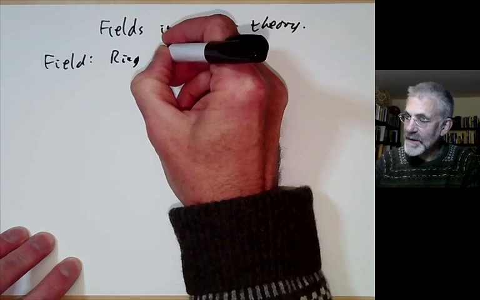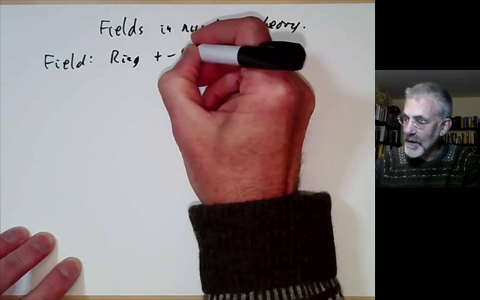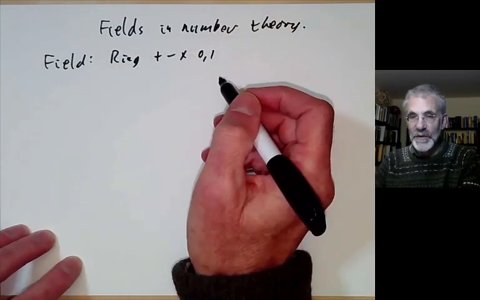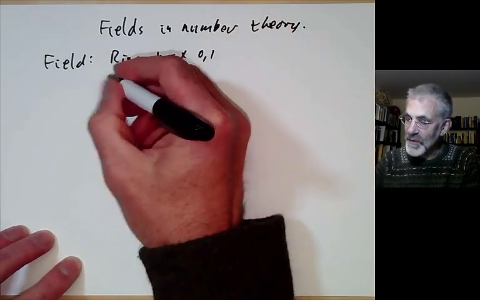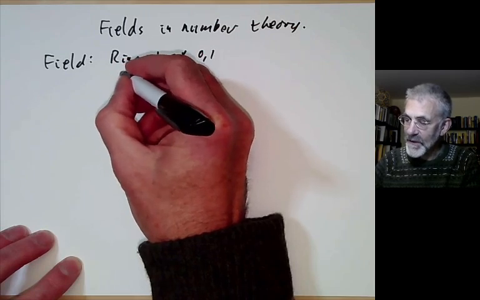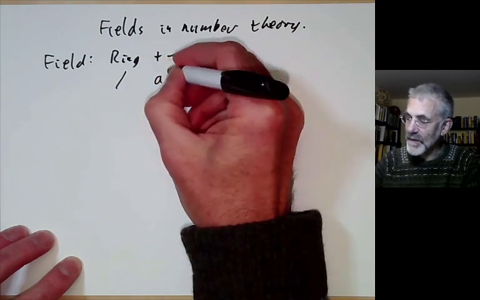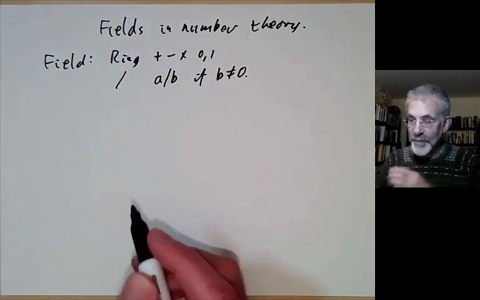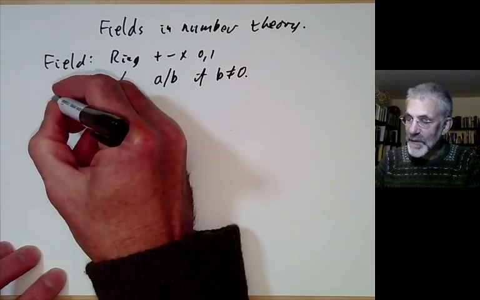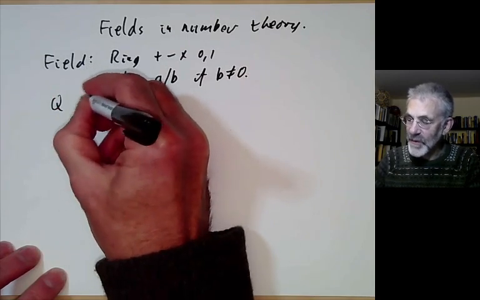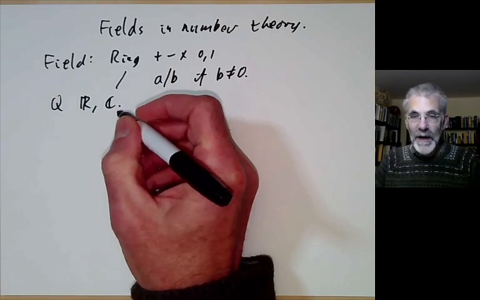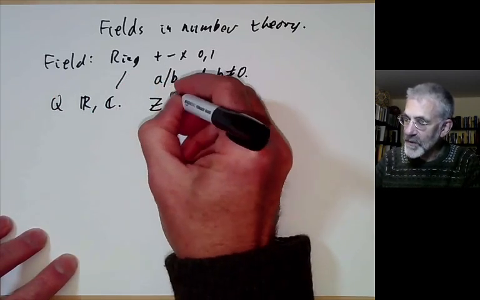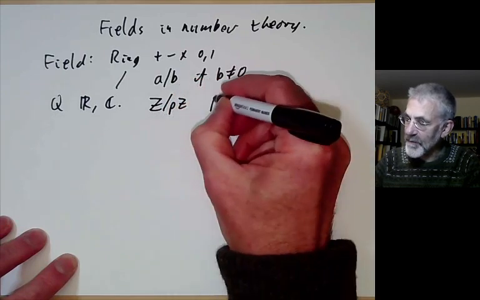You remember a ring is something with addition, subtraction, and multiplication, and a 0 and a 1 satisfying the usual rules of high school algebra. The difference between a ring and a field is that a field also has division. So we can define A divided by B if B is not equal to 0. Typical examples of fields are the rationals, the reals, or the complex numbers. And in this course, perhaps the most important example of a field is the ring of integers modulo pZ, for p a prime.